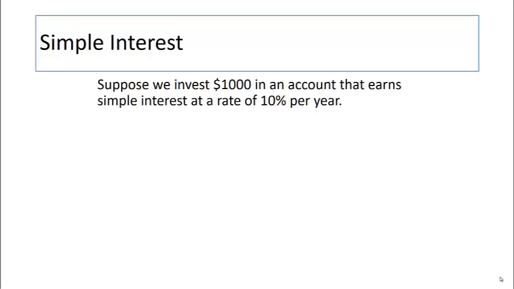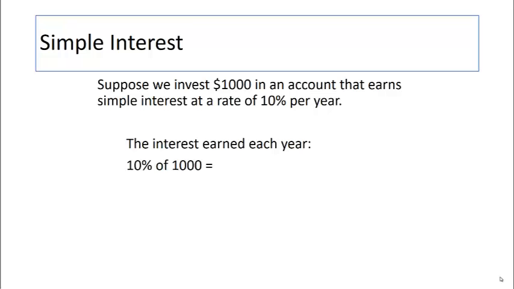Suppose we invest $1,000 in an account that earns simple interest at a rate of 10% per year. So, the interest earned each year will be 10% of that initial investment of $1,000, so 0.10 times 1,000, or $100. Note that since we're talking about simple interest, the interest rate only applies to our principal amount of $1,000, so regardless of how long we allow the money to stay in the account, every single year we will be getting $100 in interest.